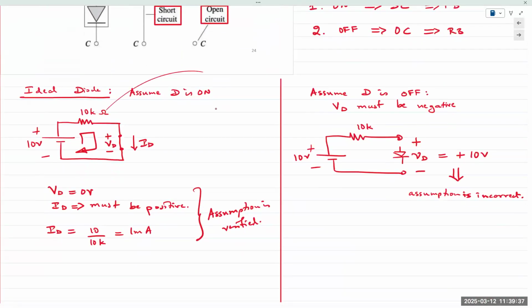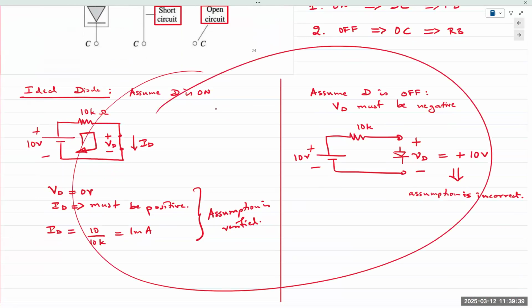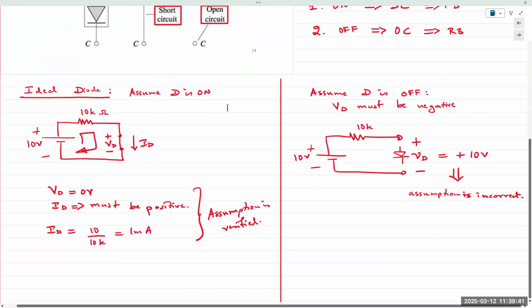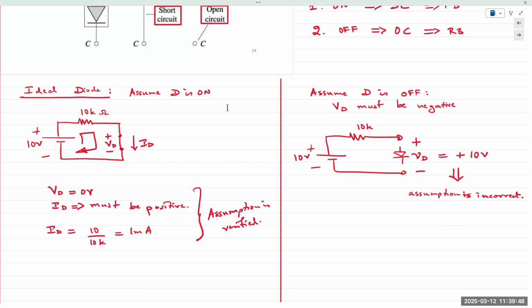Basically this, right? If we assume that the diode is on, the diode is replaced with a short circuit, meaning the diode voltage VD must be 0 and diode current ID must have a positive value. If your results do not match up with your assumption, then your assumption is incorrect. If you assume reverse bias, then VD must be negative and current ID should be equal to 0.